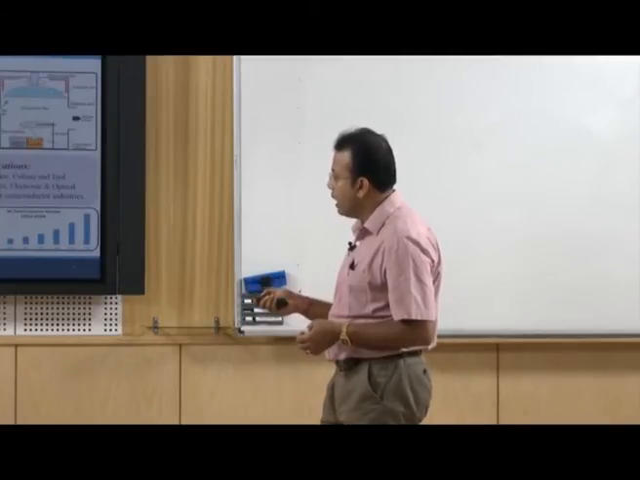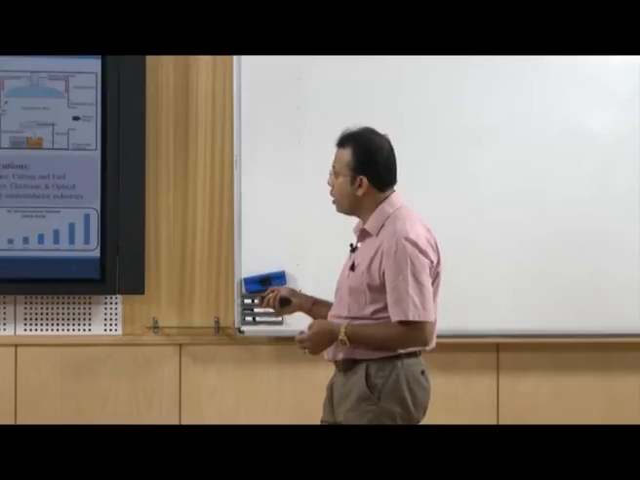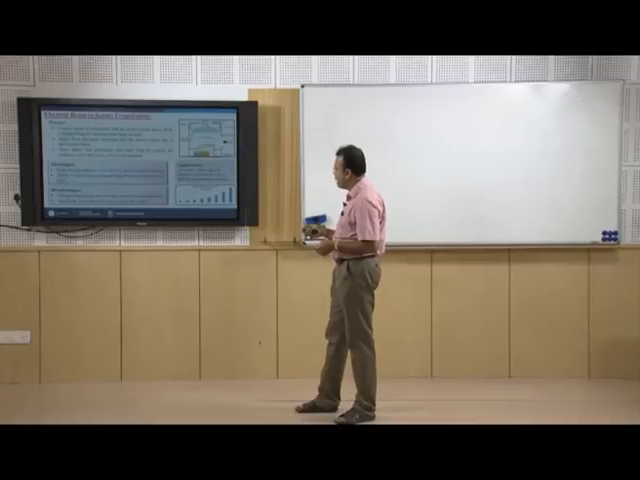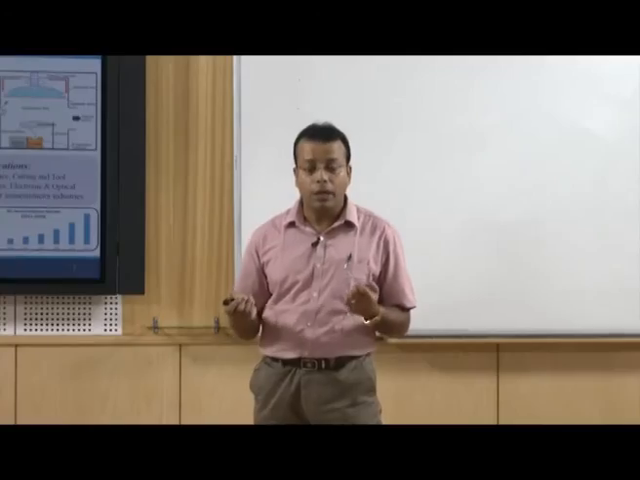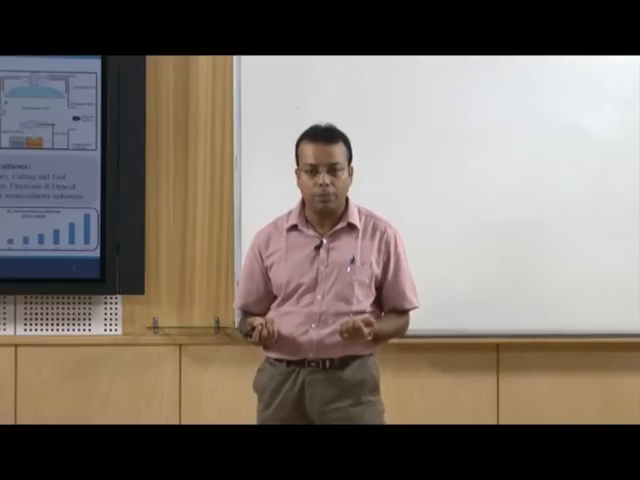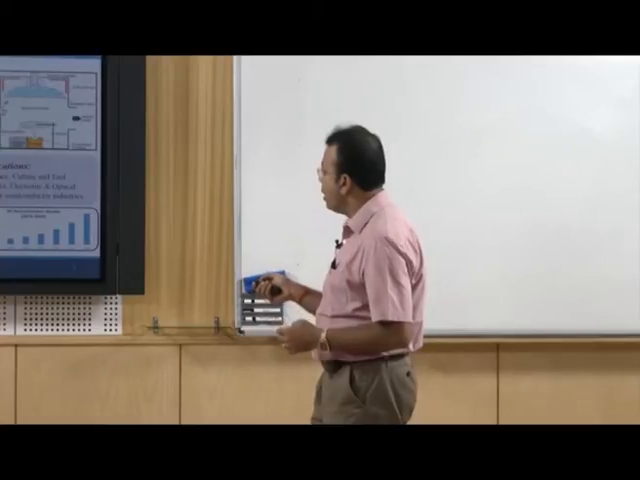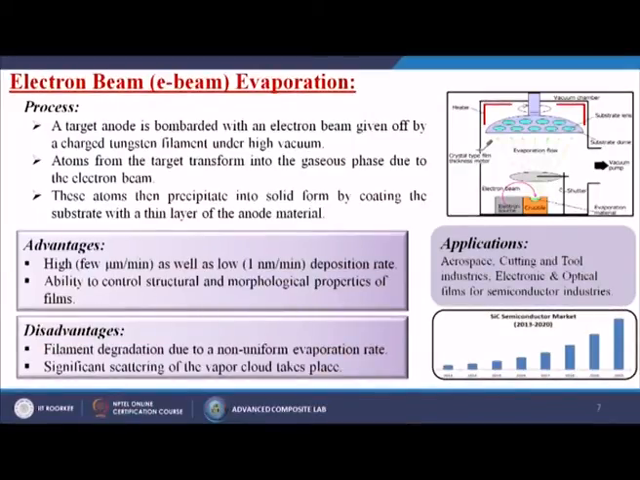There are certain disadvantages too. What are those? Filament degradation due to a non-uniform evaporation rate, and significant scattering of the vapor cloud takes place. Sometimes the coating may not be homogeneous; a heterogeneous coating is possible. What are the applications? Generally we use this for aerospace materials, cutting and tool industries, and electronic and optical films for the semiconductor industries.